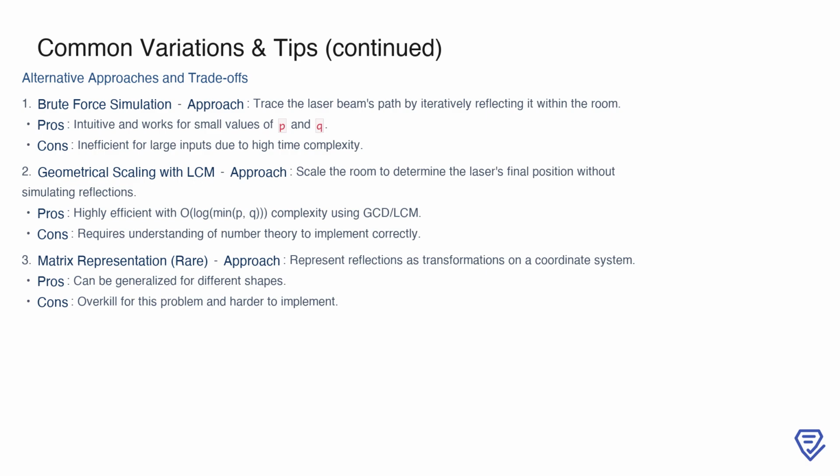A more efficient approach is geometrical scaling using the LCM. By scaling the room dimensions, you can determine the laser's final position without explicitly simulating the reflections. This method is highly efficient, with a complexity of O(log min(p, q)) when using GCD and LCM, though it requires a solid understanding of number theory to implement correctly. Lastly, a less common but more generalized approach is to represent the reflections as matrix transformations on a coordinate system. While this method can handle different shapes and scenarios, it's overkill for this specific problem and more challenging to implement.